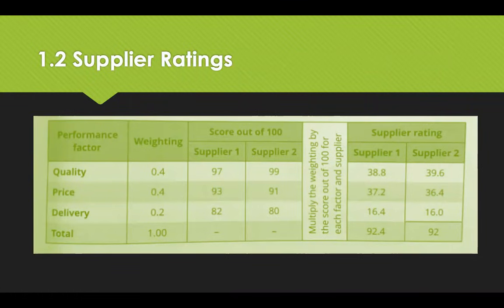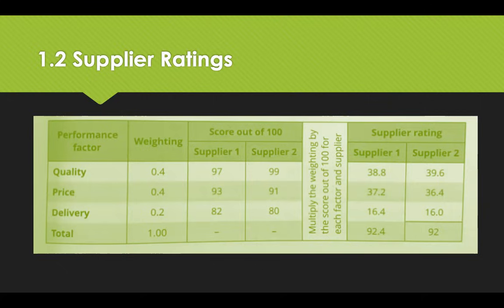Here you can see a list of categories that you may want to measure. So this is to do with a supplier rating. You can look to rating them on quality, price, and delivery in this example. And then you apply a weighting of between 0 and 1. So you can see 0.4 for quality, 0.4 for price, and 0.2 for delivery, which gives you a whole weighting of 1, which will be converted to a percent of 100. Then you score the supplier out of 100.